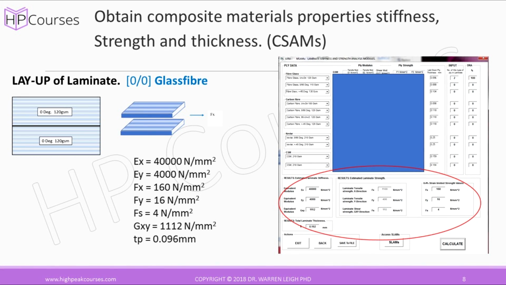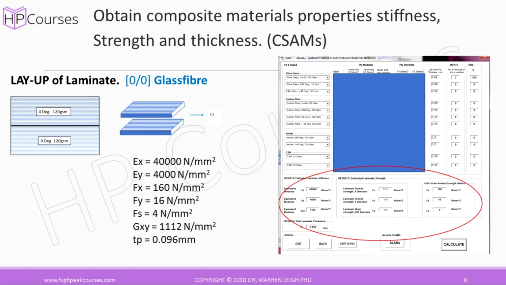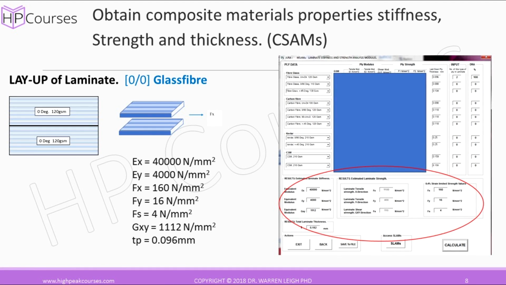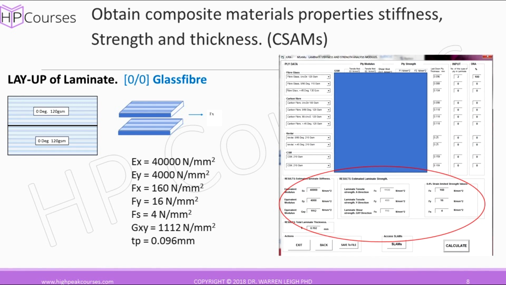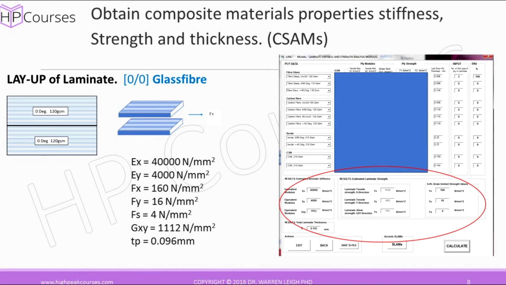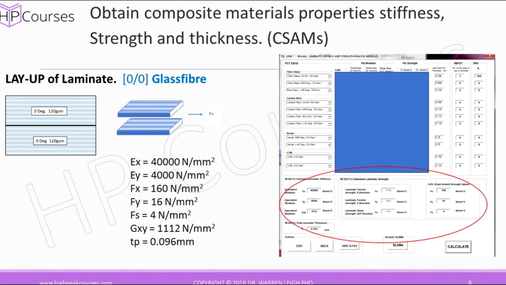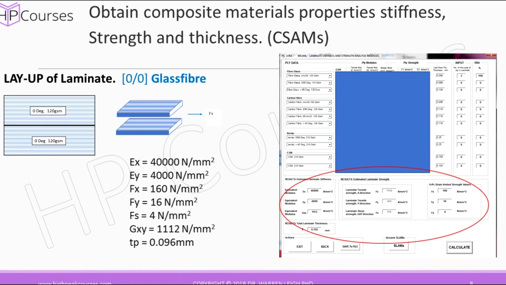direction 1 at 160 newtons per millimetre squared. Strength in direction 2 equals 16 newtons per millimetre squared, and the shear strength equals 4 newtons per millimetre squared. Now, based on these calculated composite material properties of equivalent Young's modulus, strengths and thicknesses, an initial size of the intended composite component can now be calculated.